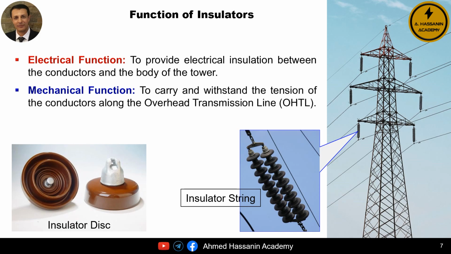Accordingly, we must understand that these insulators have 2 main functions. The first function is electrical, which is to provide complete electrical insulation between the conductors or wires of the overhead line and the tower structure. The second function is mechanical, which is to carry, support, or hold the conductors or electrical wires firmly on the transmission line towers along the entire line route.